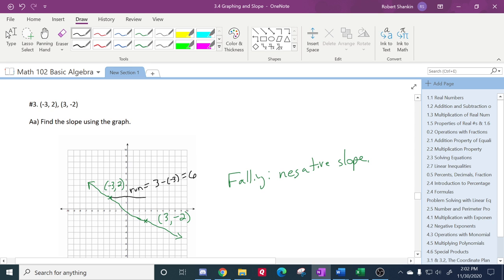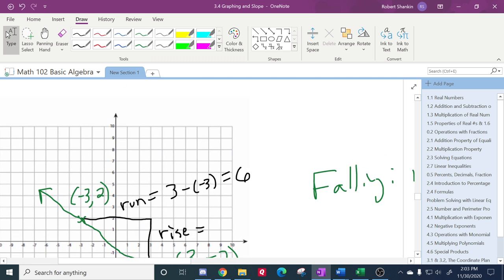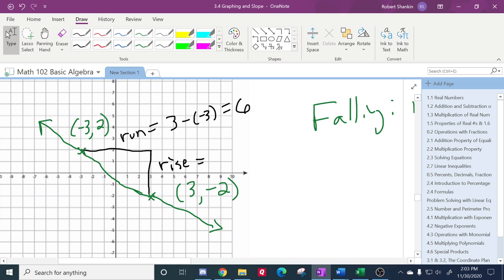And then I'm going to fall. So I don't rise but fall, but we're still going to call it the rise. I'm just going to call it a negative number. How much did I fall? Well, let's look again. We had these two heights.